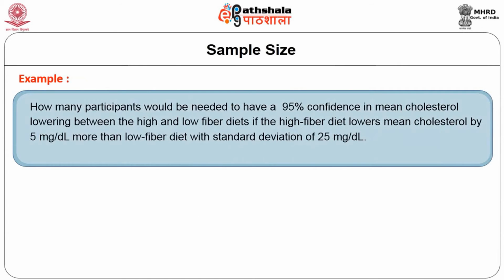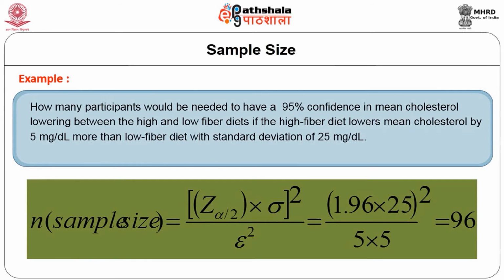For example, I am giving an example you can see on the screen: how many participants would be needed to have 95% confidence in mean cholesterol lowering between the high and low fiber diets, if the high fiber diet lowers mean cholesterol by 5 milligrams per deciliter more than the low fiber diet, with a standard deviation of 25 milligrams per deciliter. So it consists of everything.